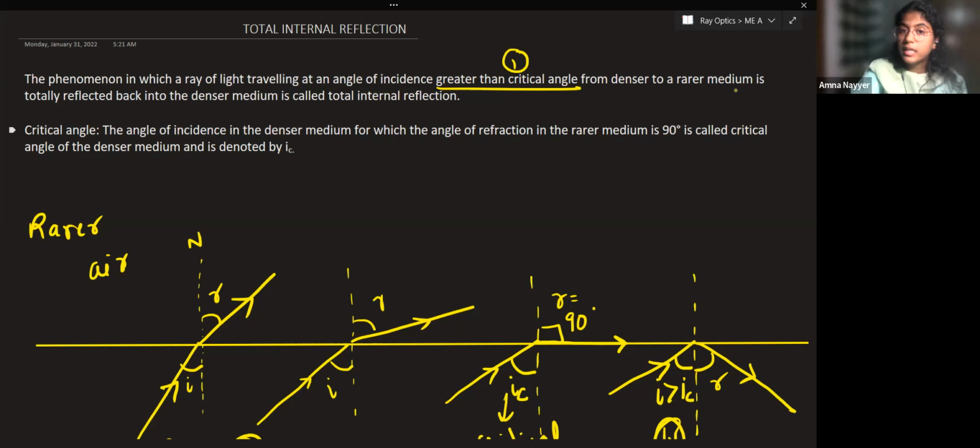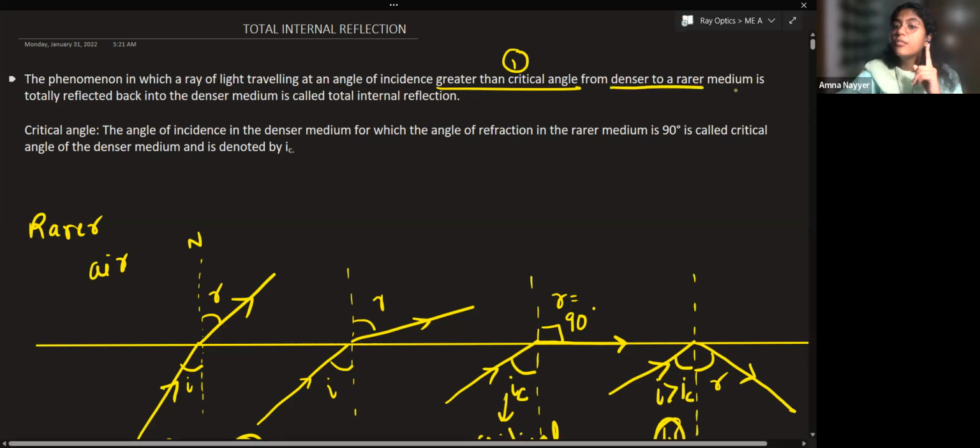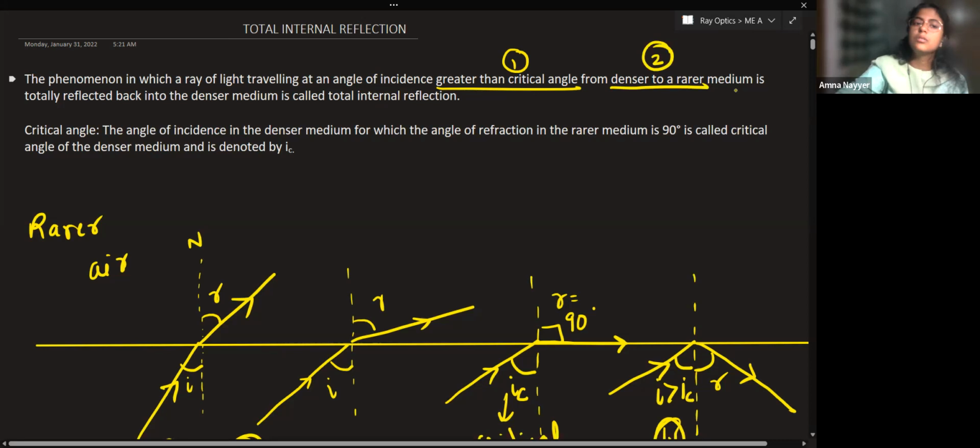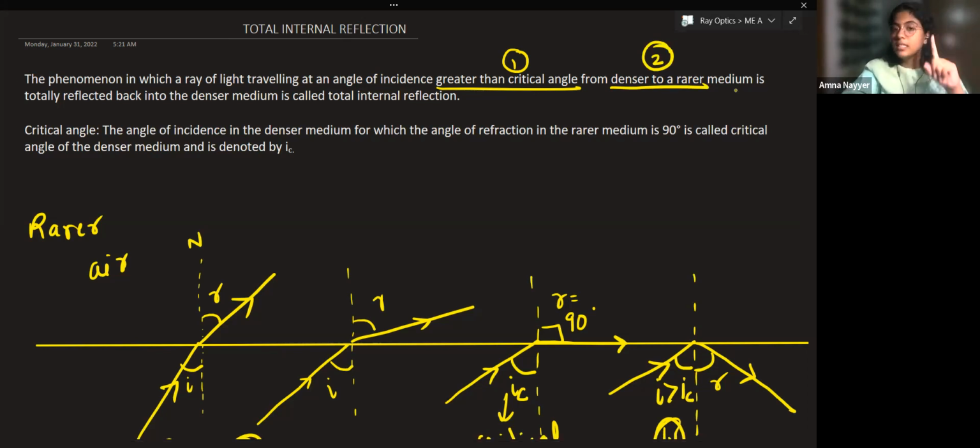So one is the phenomenon in which a ray of light traveling at an angle of incidence greater than the critical angle from denser to rarer medium, because if this is not the case, TIR won't occur, is totally reflected back into the denser medium. This is called total internal reflection. And what about the critical angle that was present?